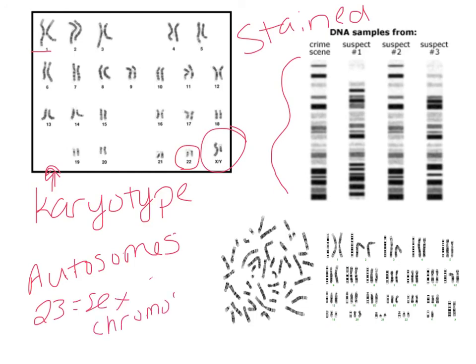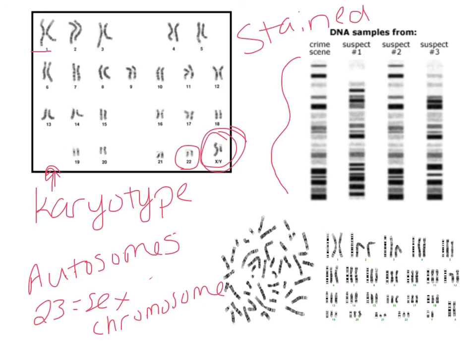Those may not always be a pair. For instance, if it's a male and it's an XY, X and Y don't match. So they're a pair, but they're not a matching pair. In females, they're a matching pair because you're going to have two X's. But in males, you may have a large one and a short one because you have the X and the Y.